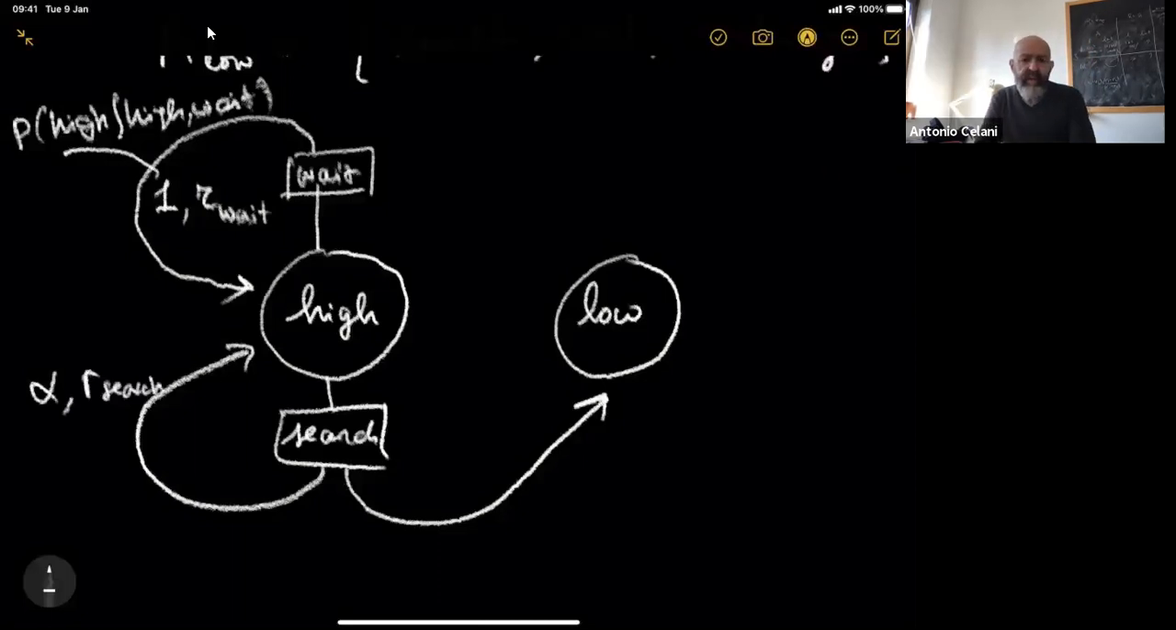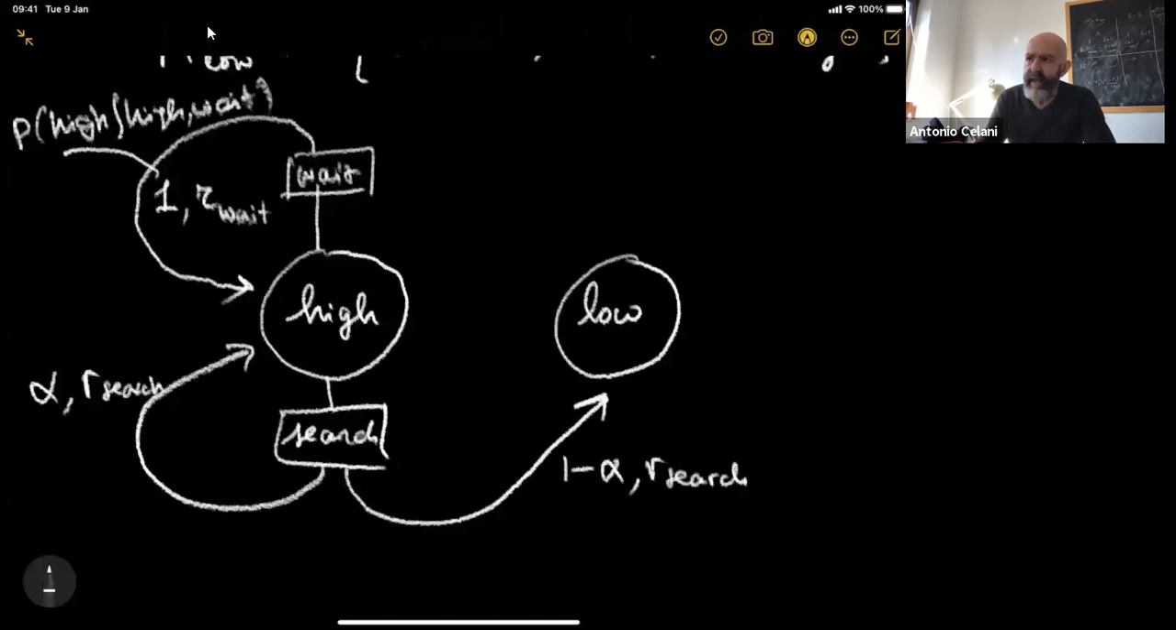And maybe the reward that you get for the search is higher than the reward for the wait, because you move around and then you can collect more water bottles for people who are too lazy to stand up from their desk and collect them, okay? And this alpha is the probability with which you will still be high on charge after a search. And of course, if you are not high on charge, you are low on charge with a complementary probability, but the same reward as before you will get.